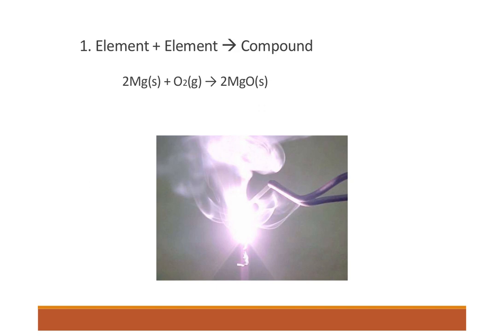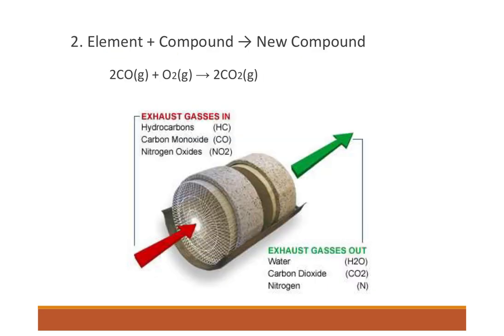So one type of synthesis reaction will take 2 distinct elements and put them together to form a compound. The example here is if you take magnesium and ignite it in air, magnesium will react with the oxygen in the air and produce magnesium oxide. So 2 elements forming a compound. Another type of synthesis reaction is when an element reacts with a compound and makes a new compound.